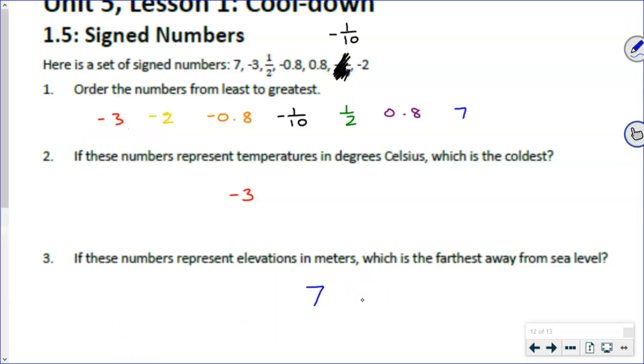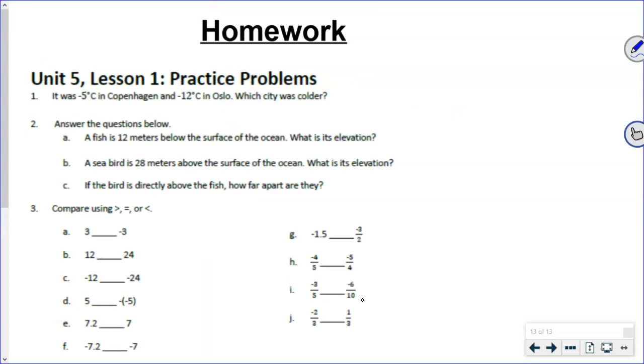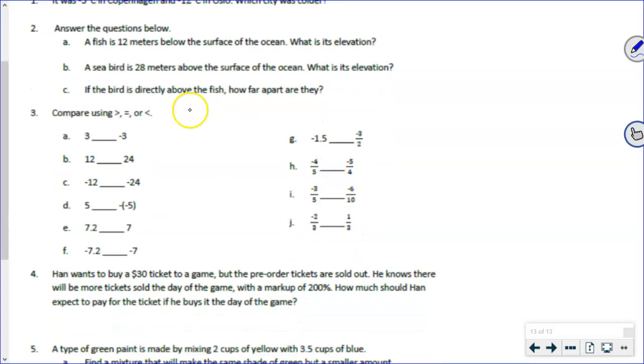When you go to the next page in your packet, you're going to see that it is homework. So this is going to be the start of our first official paper homework assignments. The first 3 are very easy. We're just answering questions very similar. In 3 we're comparing. So we can go through the first one.